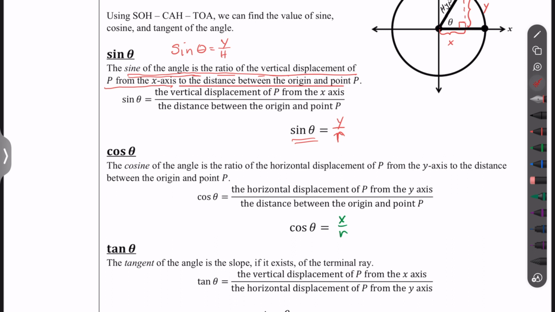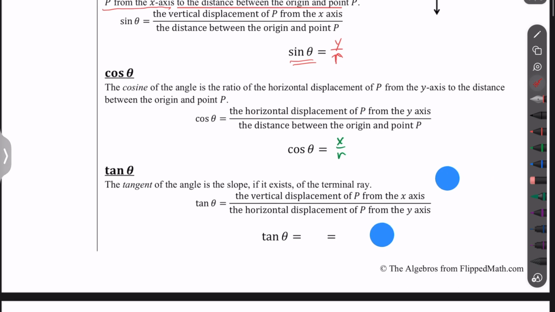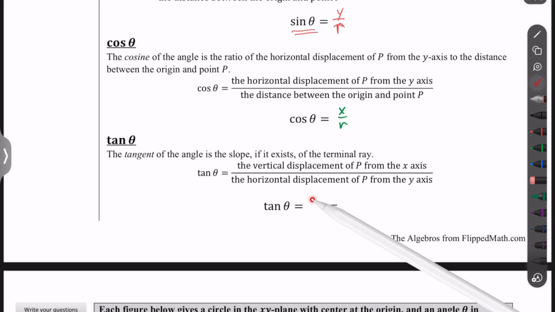And finally, our tangent of theta. Tangent is opposite over adjacent. So this would be y over x right here. So tangent theta equals y over x. Notice no radius at all in that.